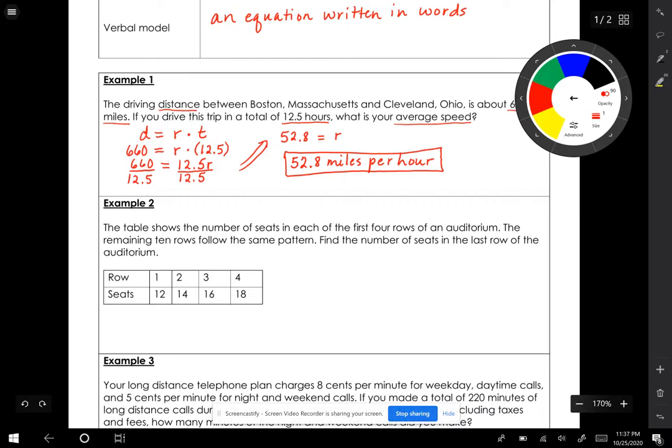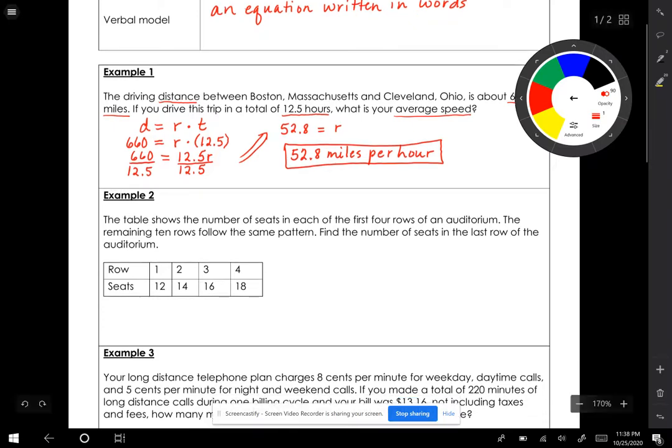Okay. Example number 2. The table shows the number of seats in each of the first 4 rows of an auditorium. The remaining 10 rows follow the same pattern. Find the number of seats in the last row of the auditorium. So if we did 10 more rows after this, we could make a table, but we don't want to do that because what if the question asks, what about 50 rows? So we want to find a pattern between X and Y.